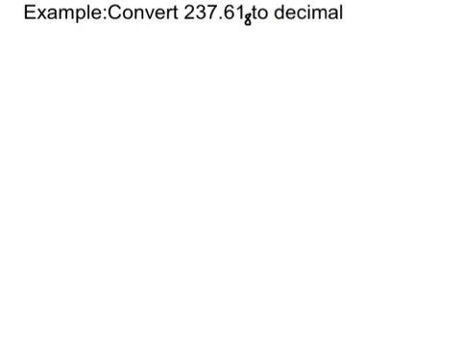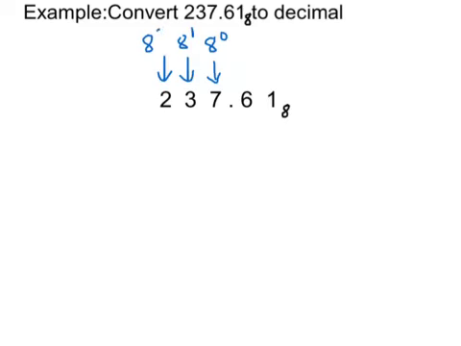Now we can extend this idea to convert an octal number to decimal. Let's consider the example. Convert 237.61 base 8 to decimal. Now let's write in the powers of 8. To the left of the fractional point, we have 8 to the power of 0. Then we have 8 to the power of 1. And lastly, 8 to the power of 2. To the right of the fractional point, we have 8 to the power of minus 1. And lastly again, 8 to the power of minus 2.